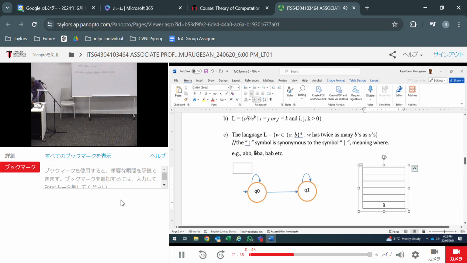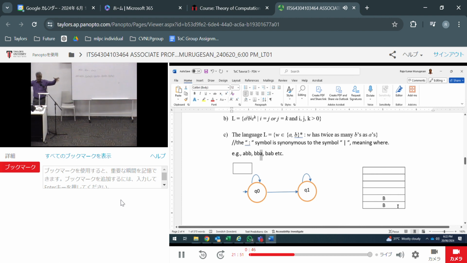Come to A. I'm going to say A means pop B. So this thought process I'm going to apply to the machine, in constructing the machine. BAB, don't worry, I'll come to it shortly.